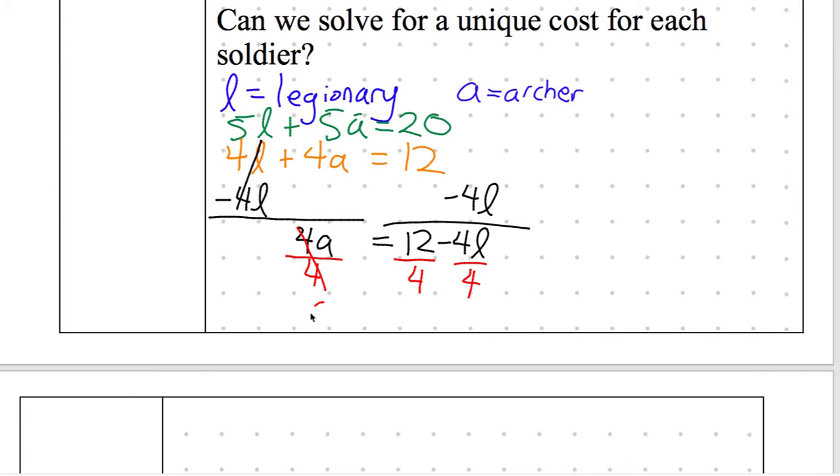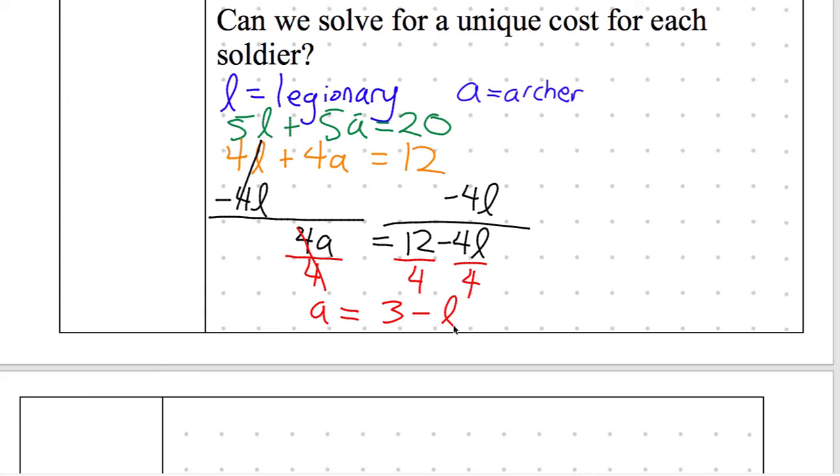So now I have A by itself. 12 divided by 4. Shout it out. 3. Negative 4L divided by 4 is negative 1L. Yes, negative 1L or just negative L. So I have solved for A. A is 3 minus L.